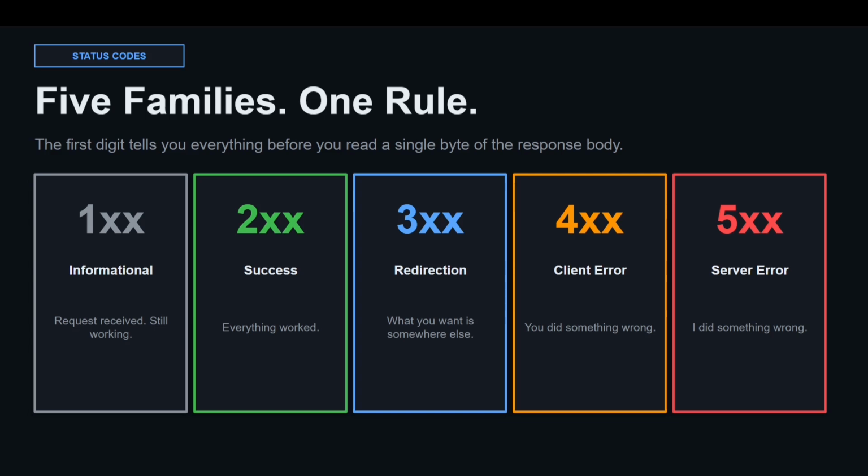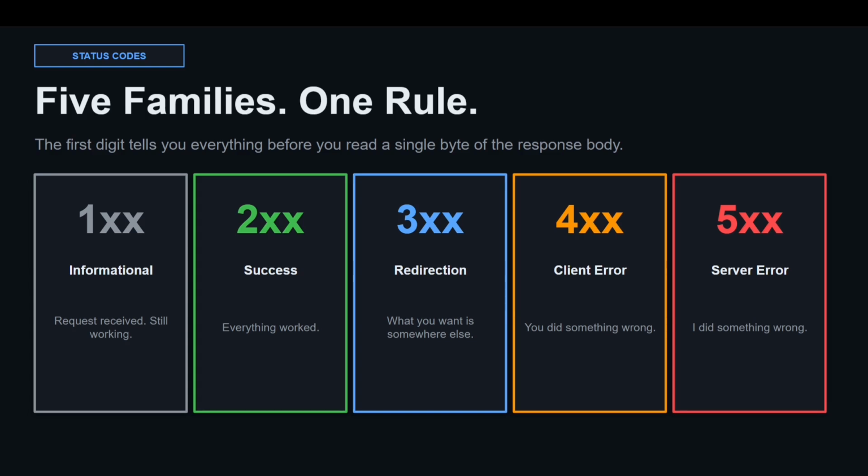We have the 1XX, the 100 family. This is informational: I received your request, still working on it. You will most likely not see this type of status code, but that's what it does. Then we have the 200 family, which means success. Everything worked. The 200s mean success in their diverse forms.